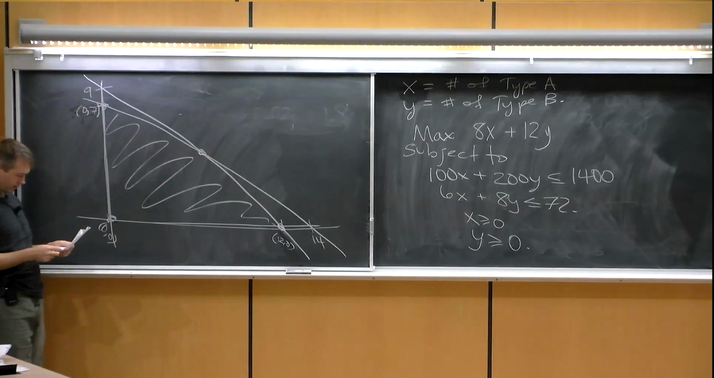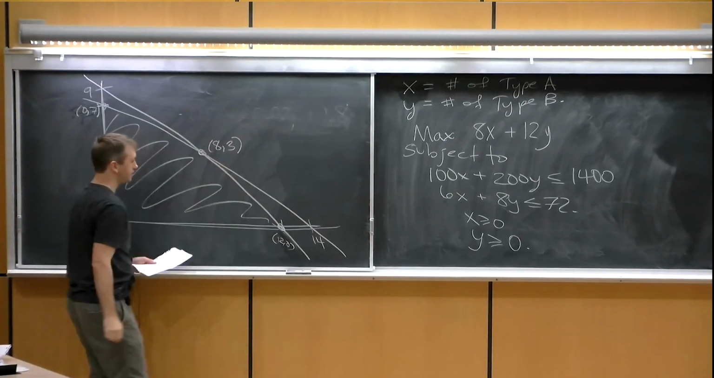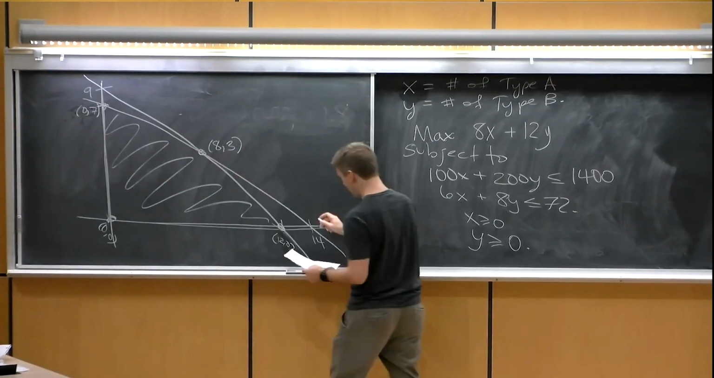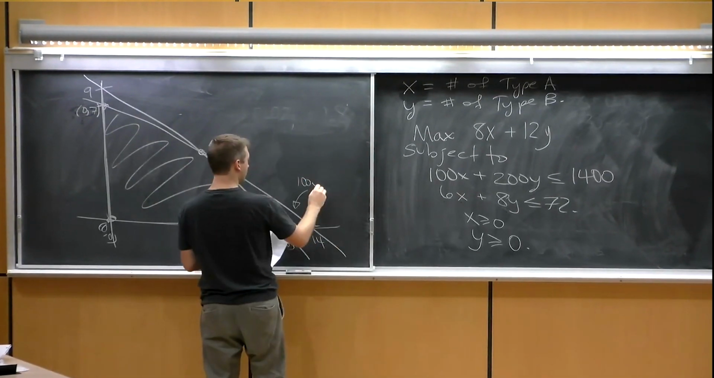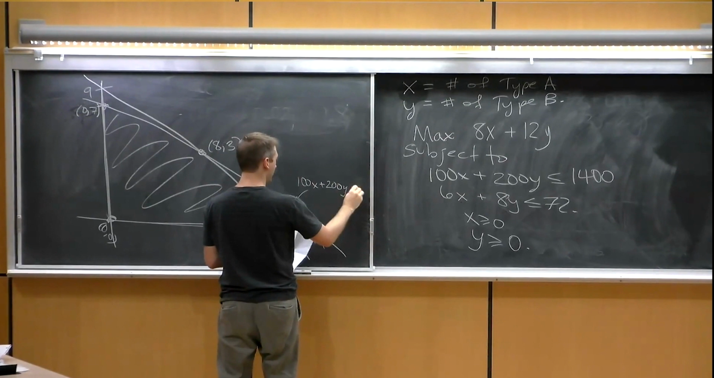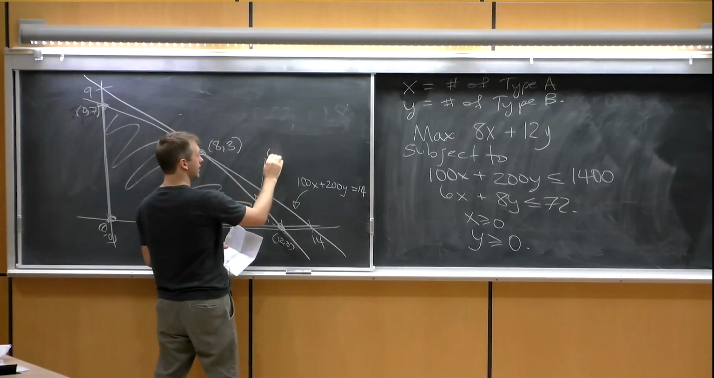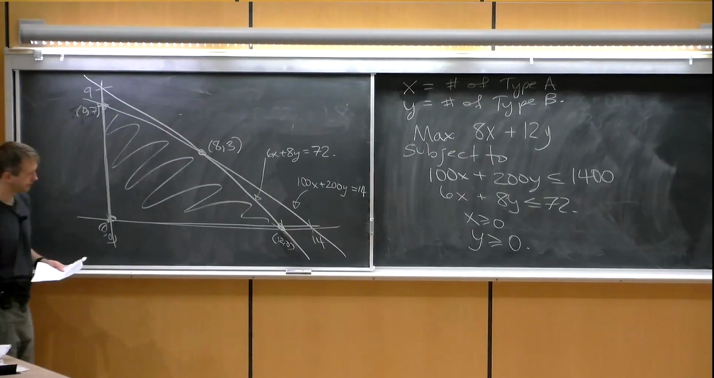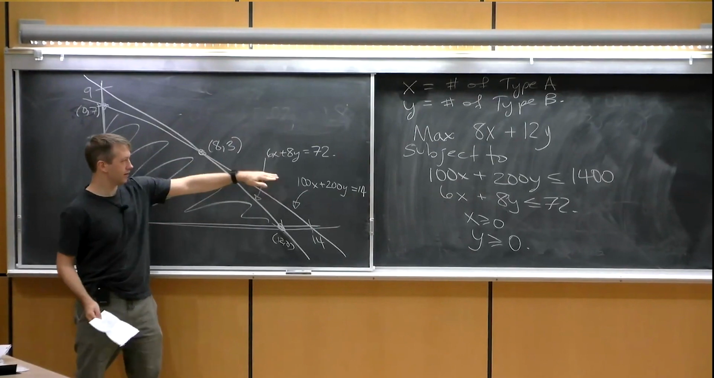The last corner is, apparently, 8, 3. By the way, this is the line 100x plus 200y equals 1400. And this is the line 6x plus 8y equals 72. And if you solve this system of equations, then you'll get 8, 3, I think.